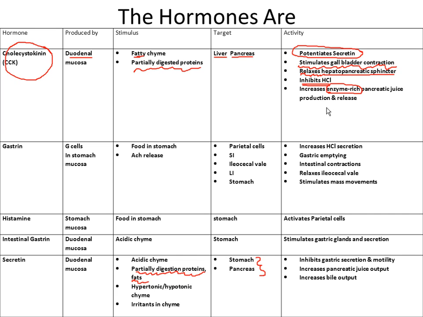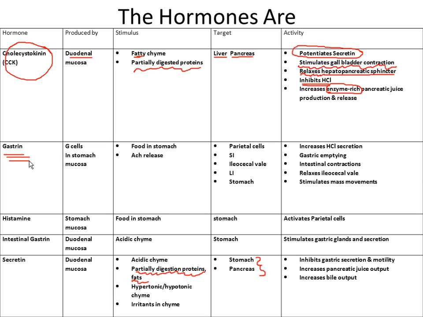So that's CCK. Remember, what triggers it is a fatty chyme, partially digested proteins. And to differentiate it from secretin, if I ask about CCK, I'm going to give you an example of a lot of fat, like you ate a stick of butter or you ate a Big Mac, something like that. Now let's take a look at gastrin.